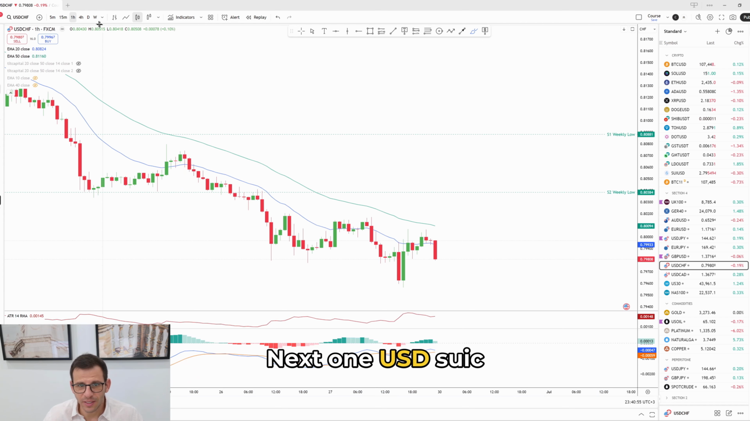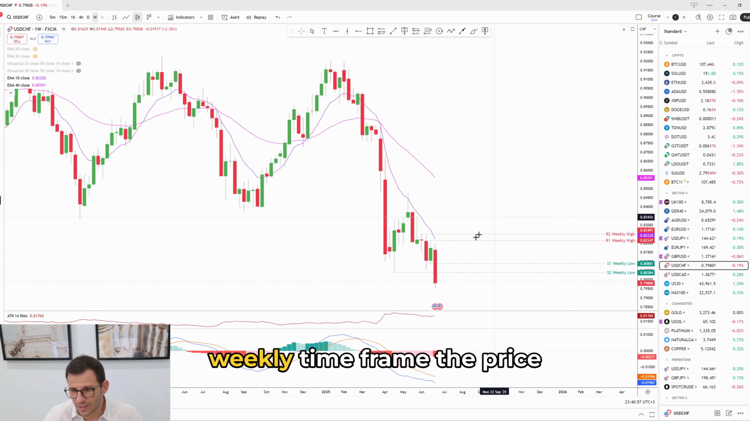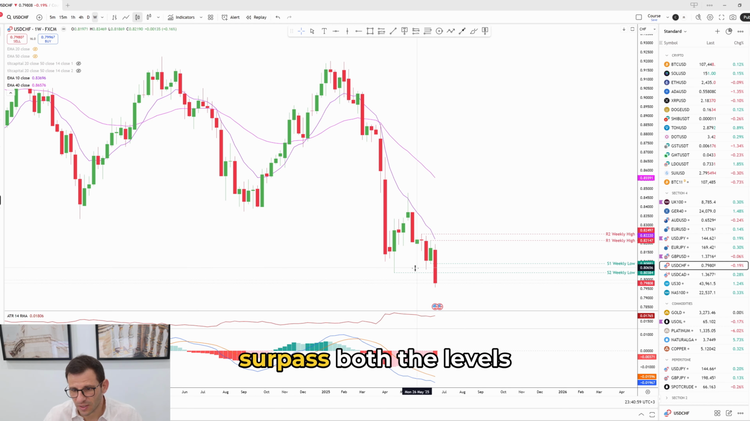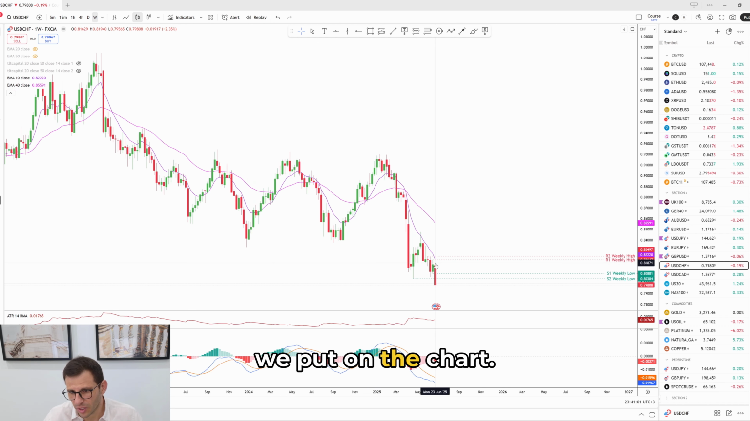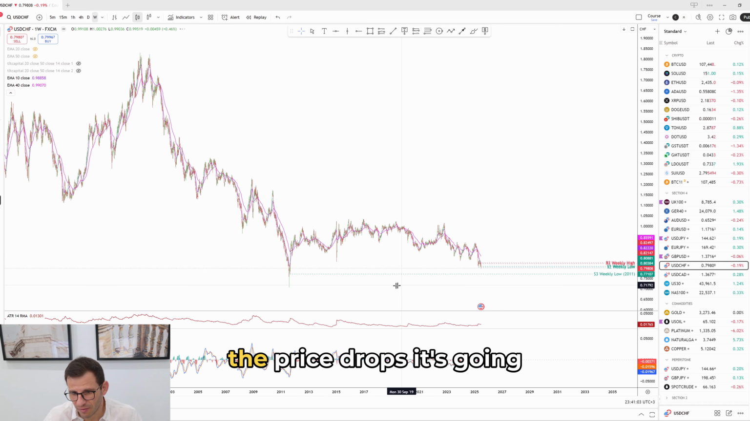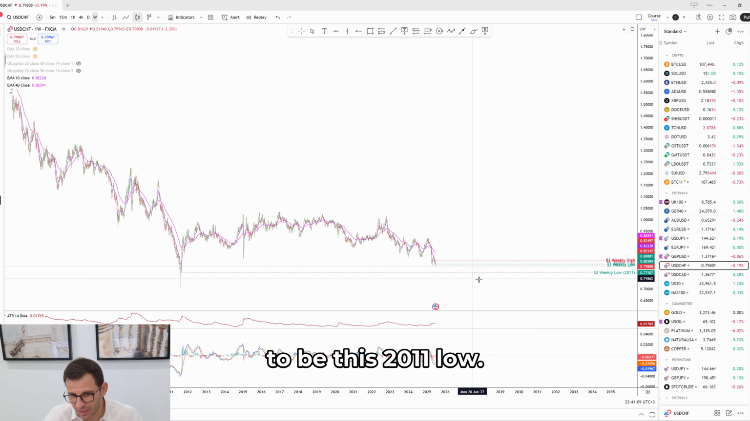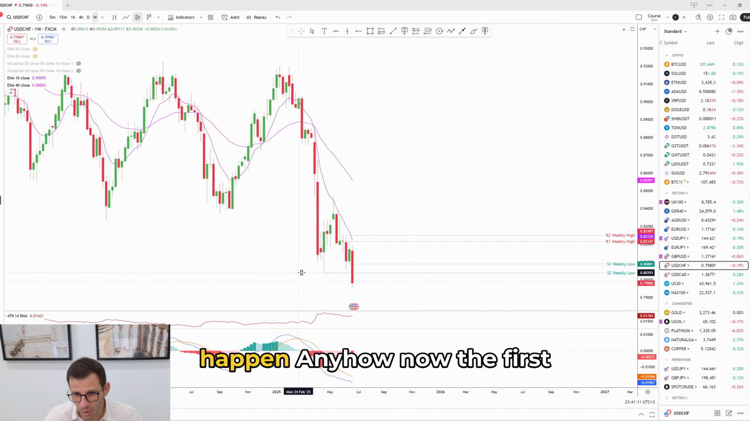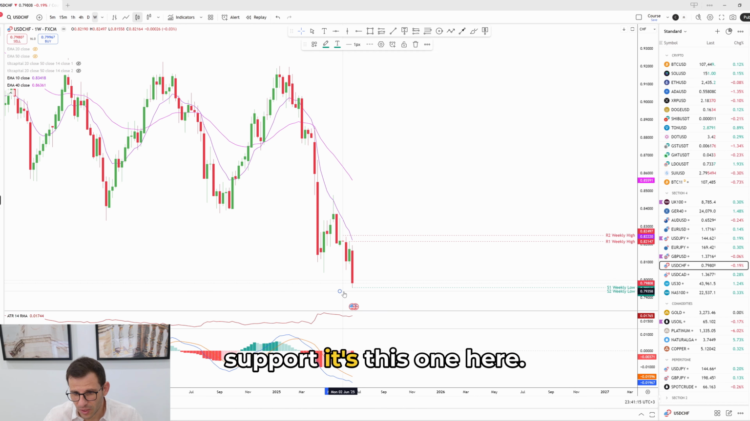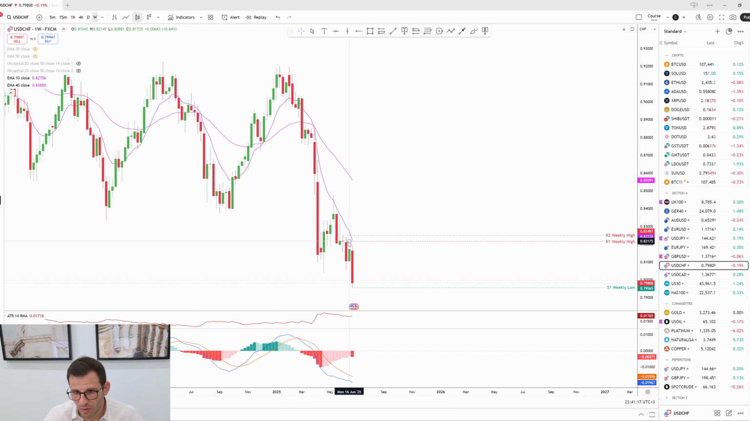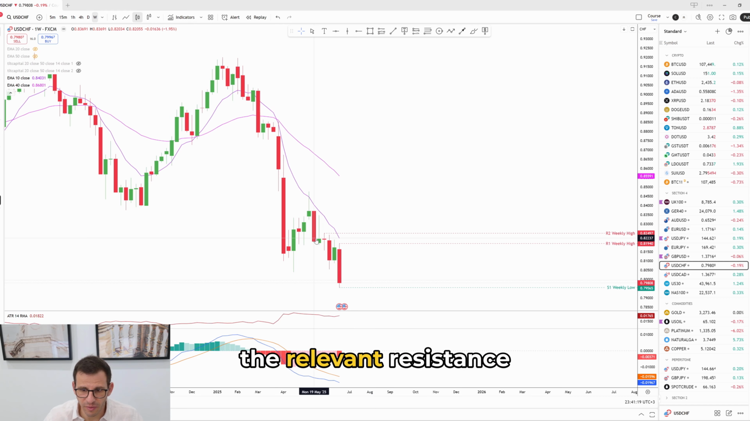Next one, USD/CHF weekly time frame. The price surpassed both the levels we put on the chart. We said that the next one, if the price drops, is going to be this 2011 low. So let's see what's going to happen. Anyhow, now the first support is this one here. The previous week's high becomes the relevant resistance.